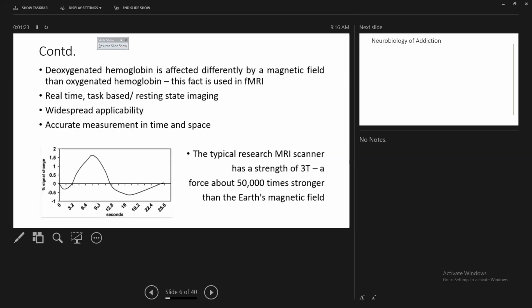Now, the deoxygenated hemoglobin is affected differently by the magnetic field than oxygenated hemoglobin. This is the basic fact of how the fMRI works. So real-time task, resting state imaging, widespread applicability. Fine, all these things are just to make you aware of the fMRI.